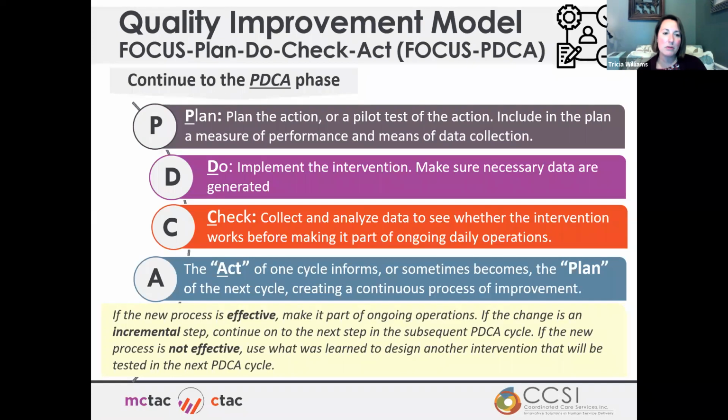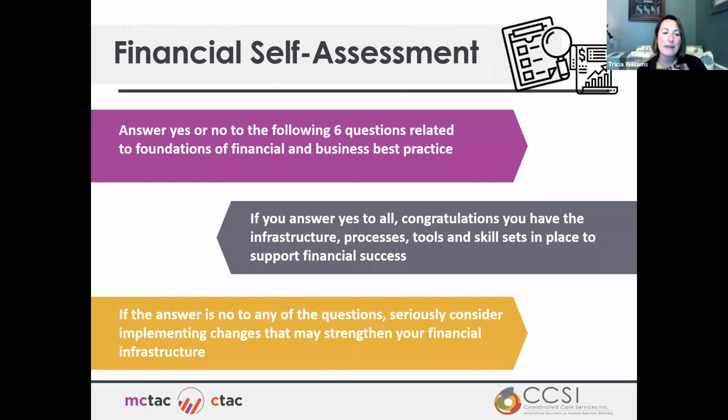So I think we want to move on to the financial self-assessment. At the end of all of our sessions, we really ask folks to take a look at what is going on with them and their organization. So we ask that you complete these. They're very simple questions. It's 6 questions that are yes and no. If you answer yes to all of them, you know what, that is fantastic.